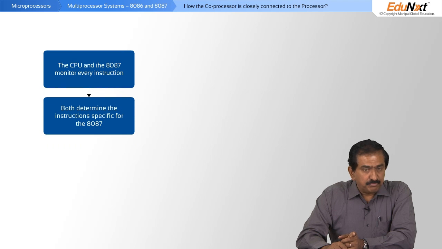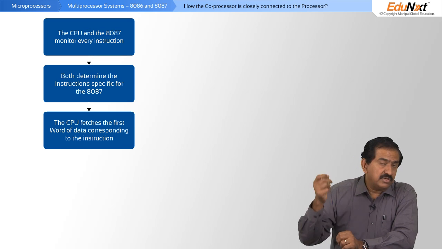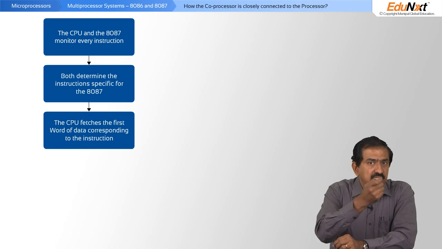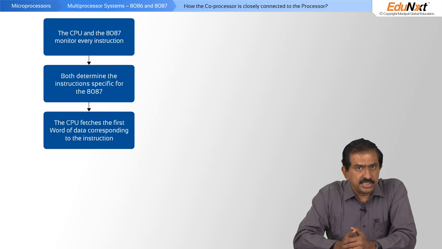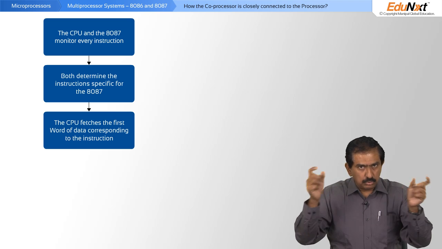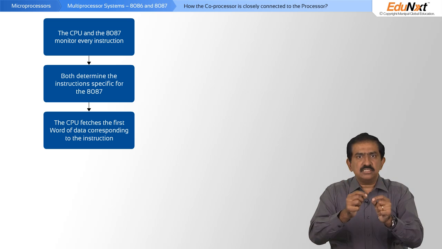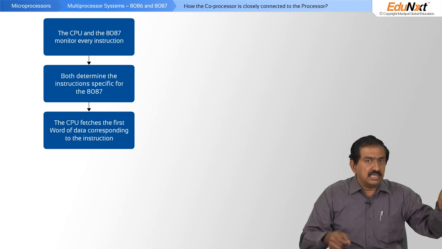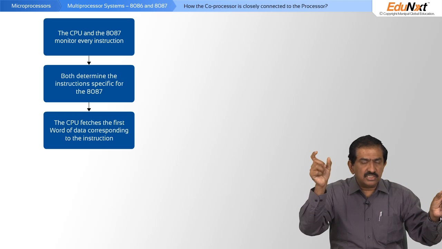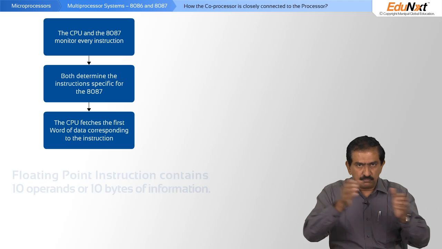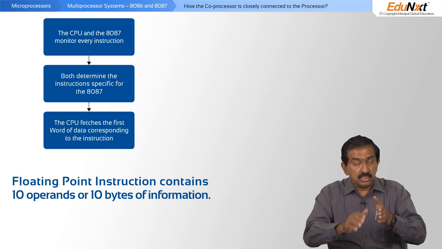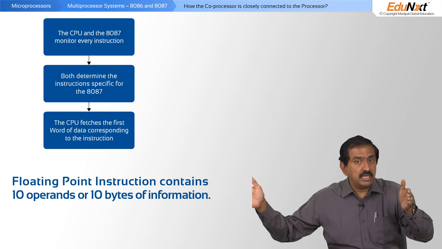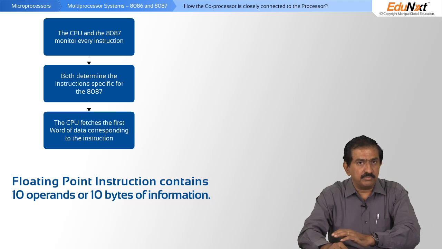If it is, then the CPU fetches the first word of data that the 8087 will need. So both of them have recognized that this is an instruction for the 8087. The 8086 then fetches the first byte of the operand. So floating point instruction, remember, can contain up to 10 operands, so 10 bytes of information.